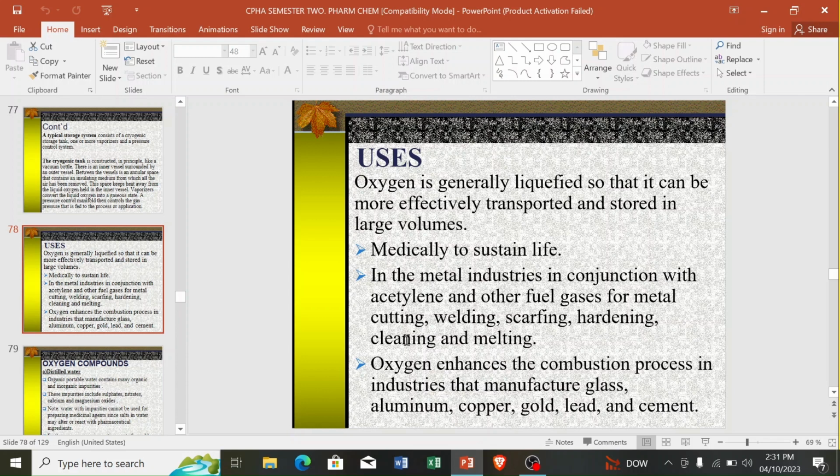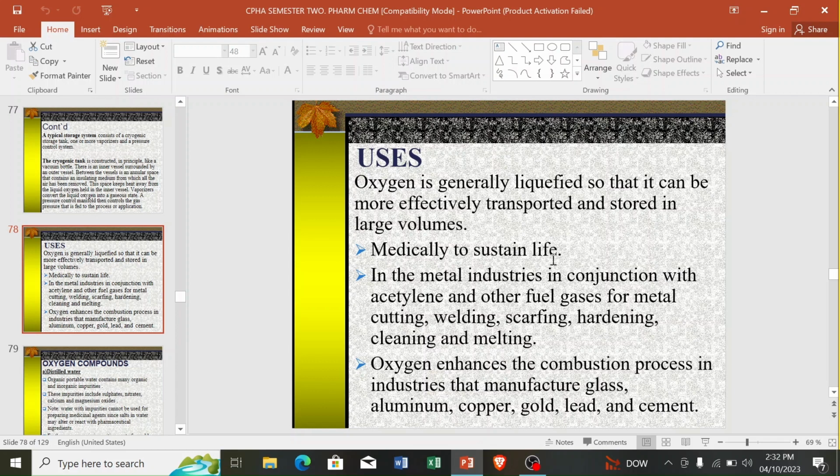In case you're asked for more, the 3 uses of oxygen. Oxygen enhances the combustion process in industries that manufacture glass, aluminium, copper, gold, lead, and cement. So this is when we use it in the manufacturing industry or process industry. Here when we use it in the metal industry, and then here when we use it in the field of medicine. So it is used to sustain life.